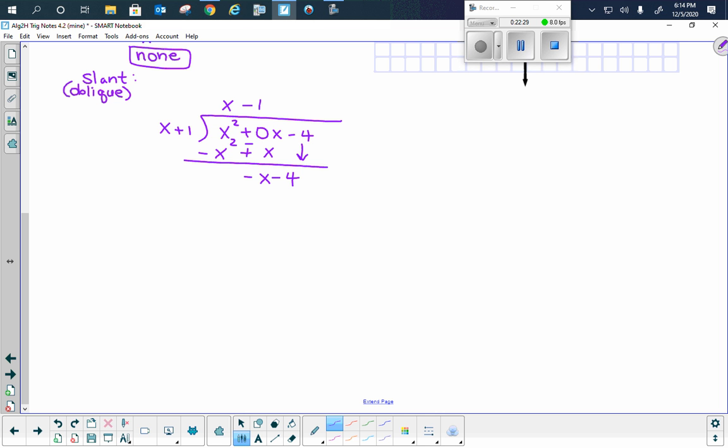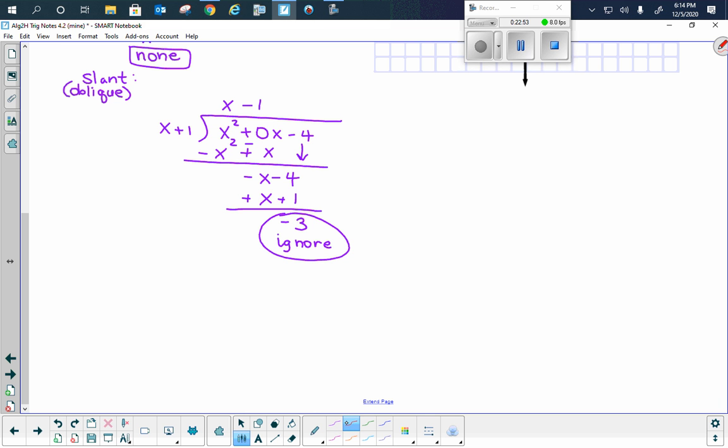X into negative x is -1. So you can go ahead and finish this. Distribute to get the negative x and the -1. Draw your line, change both signs, add straight down, and have -3. But what you need to know is that in this process for slant asymptotes only, you always ignore your remainder.